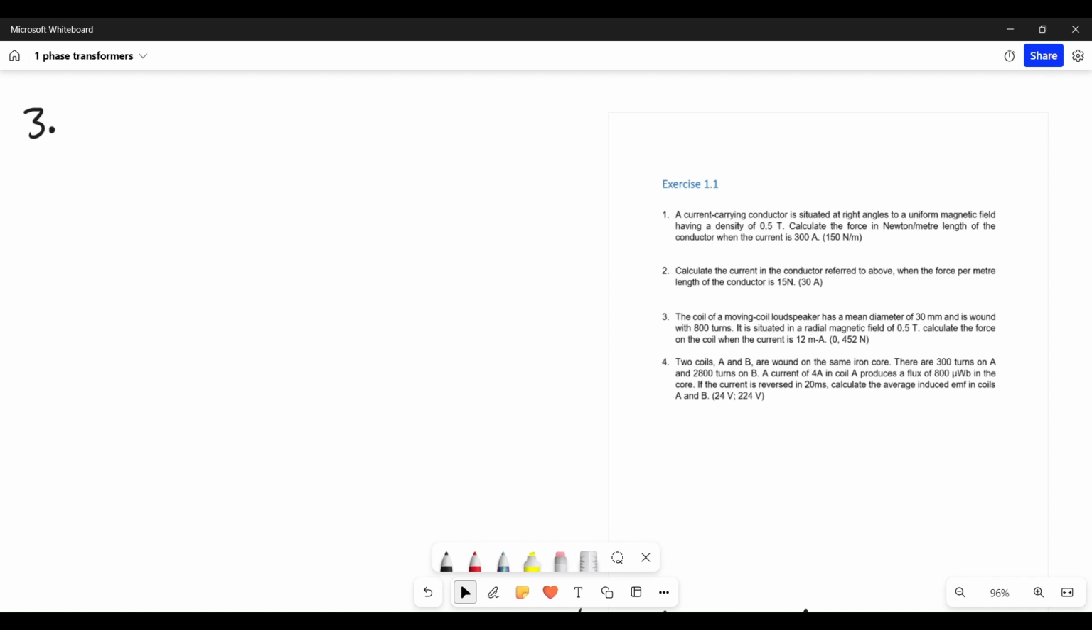Question 3 says the coil of a moving coil loudspeaker has a mean diameter of 30 mm and is wound with 800 turns. It is situated in a radial magnetic field of 0.5 Tesla. Calculate the force on the coil when the current is 12 milliamps. Like I said, always write down the given values.